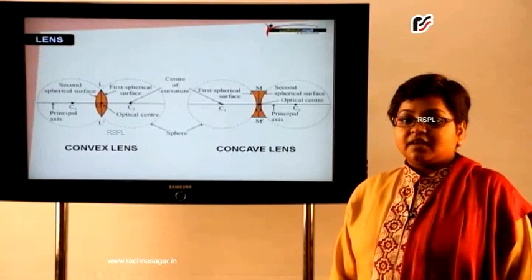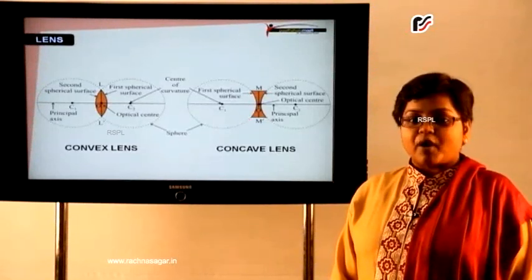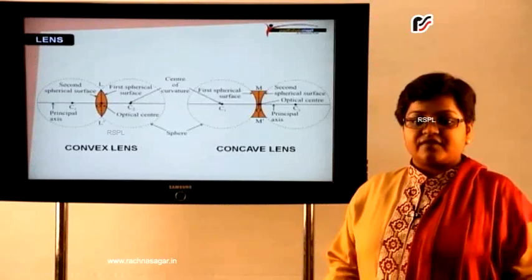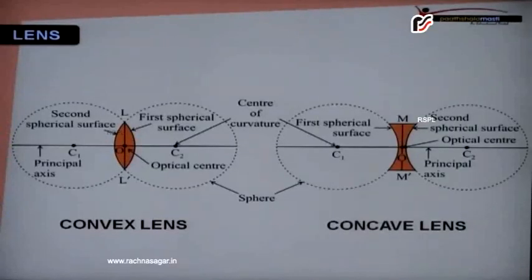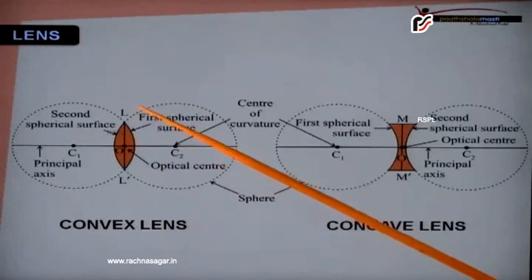Lenses. It is a transparent medium bounded by two surfaces. There are two types of lenses: convex lens and concave lens. Let us learn about the terminology of lenses. First, we take the convex lens. Here, there is a convex lens.